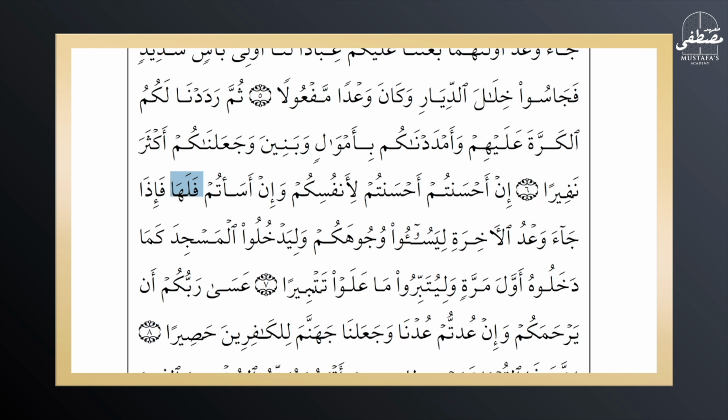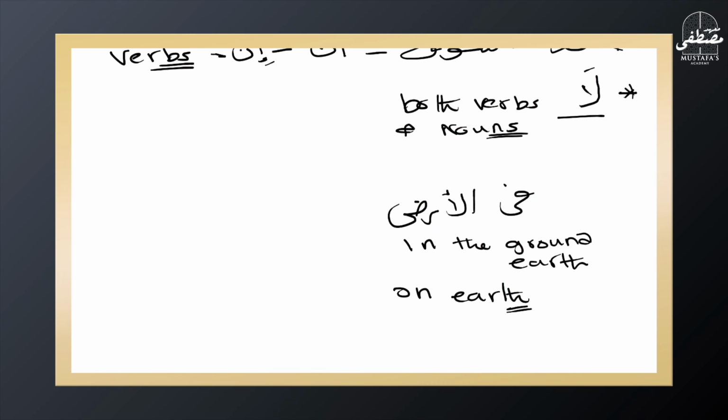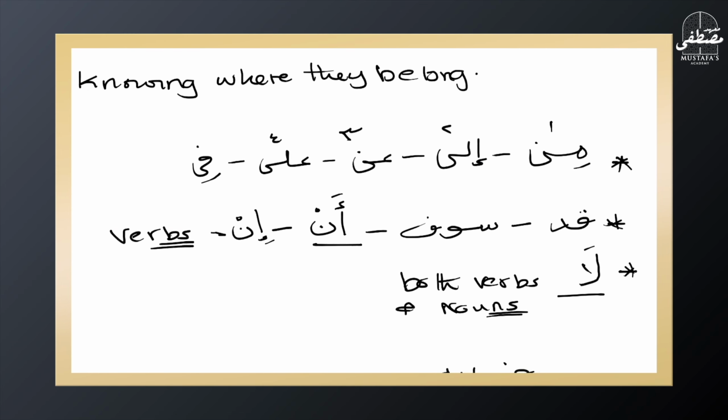فإذا جاء وعد الآخرة ليسوءوا وجوهكم وليدخلوا المسجد كما دخلوه أول مرة وليتبروا ما علوا تتبيرا عسى ربكم أن يرحمكم. Now look at this. أن يرحمكم. We said if you look at the whiteboard clearly, أن is a what? It's a sign for a verb. Basically it's a preposition used for verbs only.